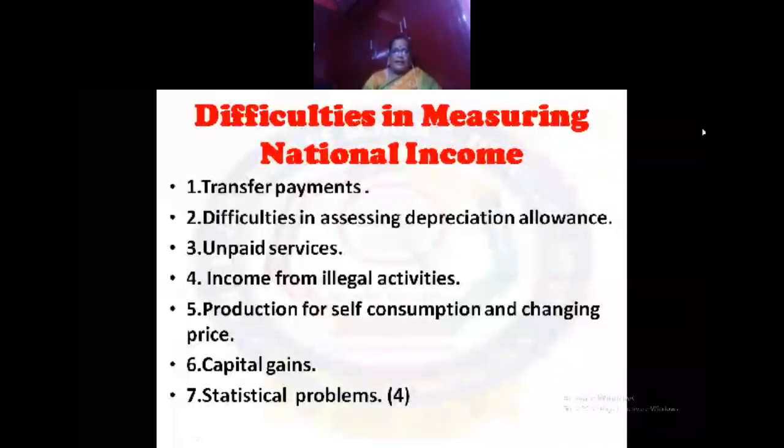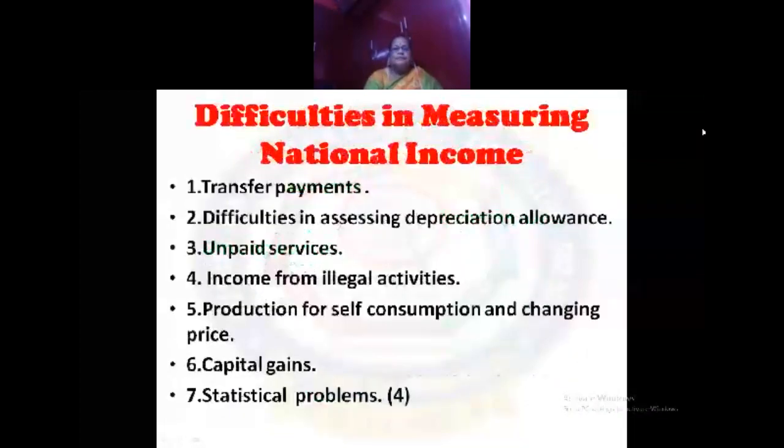Number one, transfer payments. Number two, difficulties in assessing depreciation allowance. Number three, unpaid services. Number four, income from illegal activities. Number five, production for self-consumption and changing price. Number six, capital gains. Number seven, statistical problems. In this statistical problem, there are four problems. Let us go in detail.